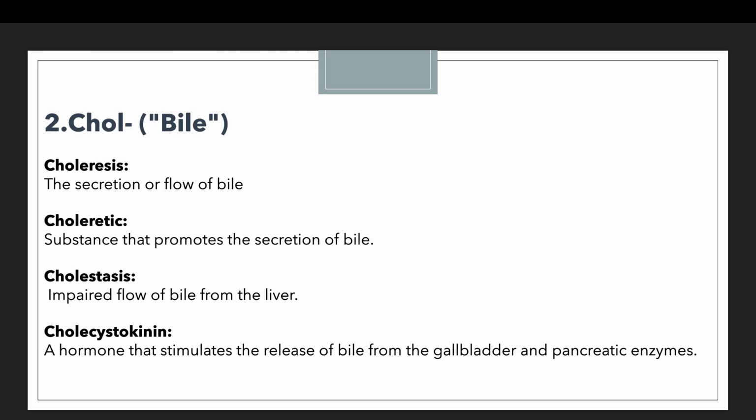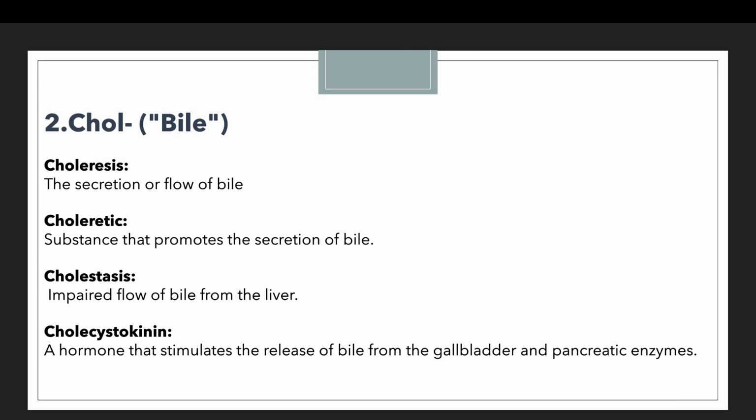Now look at the examples. First example is cholerasis. What is cholerasis? The secretion or flow of bile. So whenever there is a proper secretion or flow of the bile, then in that case we can utilize the terminology cholerasis, which is started with the prefix col.